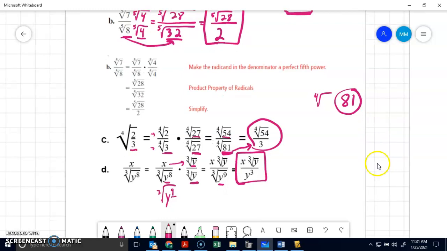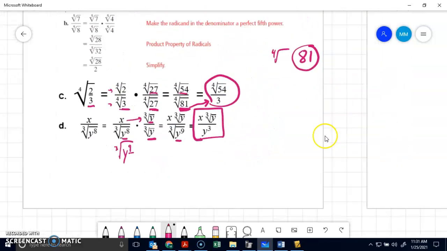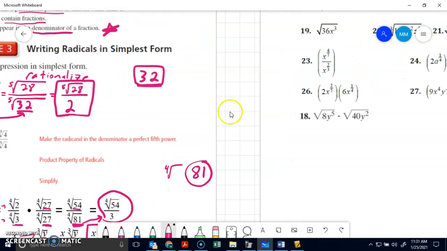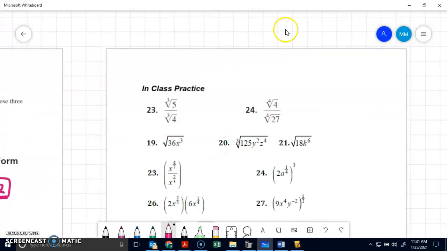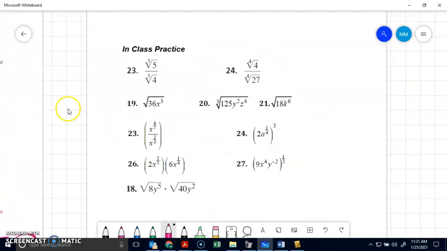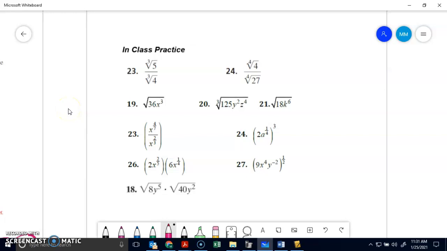It's all about multiplying by something to make it perfect. That's the end of the lesson. Now, we're also doing in-class practice today. So I'm going to go through these. If you want to stay on this video and go through these problems, you can. My suggestion is to pause, do the problem, and then unpause and see how I do it.